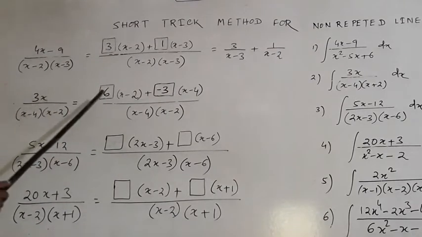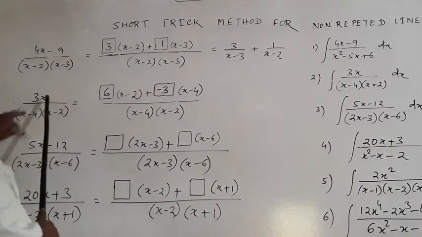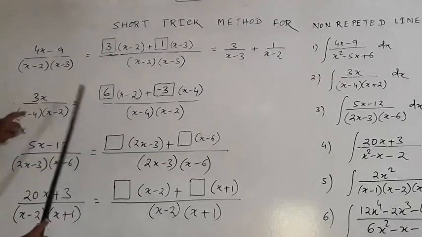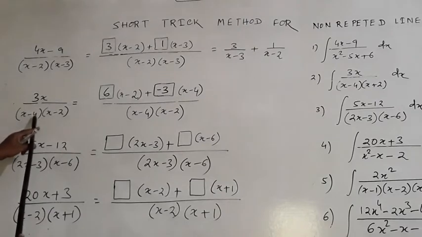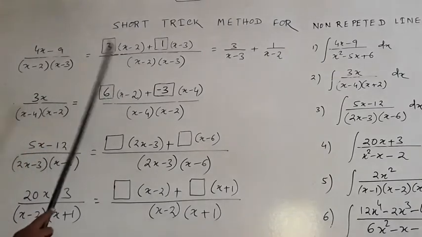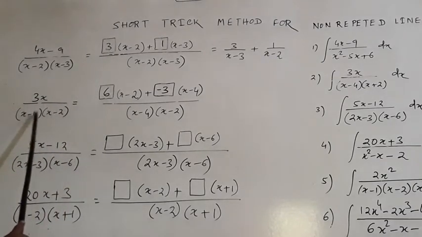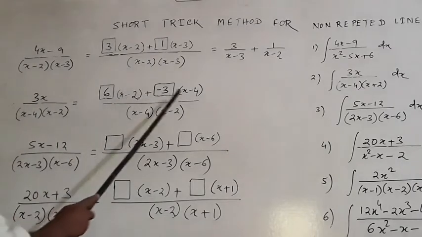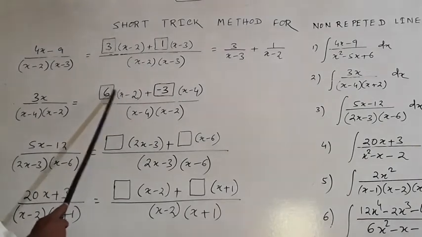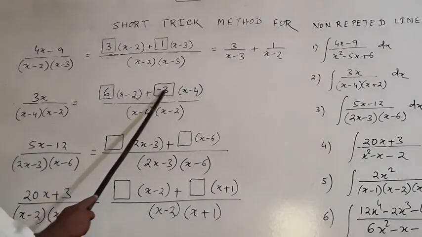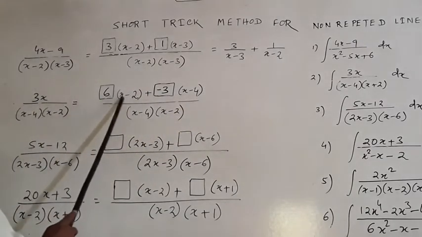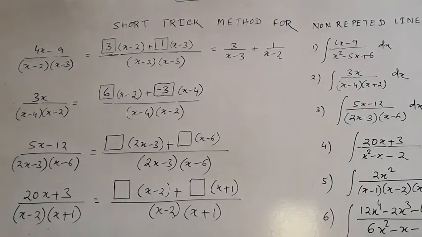Then look here. Here in the numerator there is no constant, so you have to cancel the multiplication of something into 4 and something into 2. So I am multiplying it by 6. I am taking (x minus 2) as the first term and (x minus 4) as the second term. So 6 into (x minus 2) is 6x minus 12, and it is minus 3x plus 12. Minus 12 plus 12 cancel. 6x minus 3x is 3x. You get the answer.